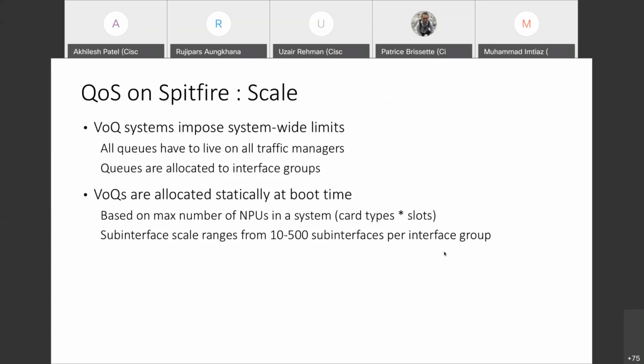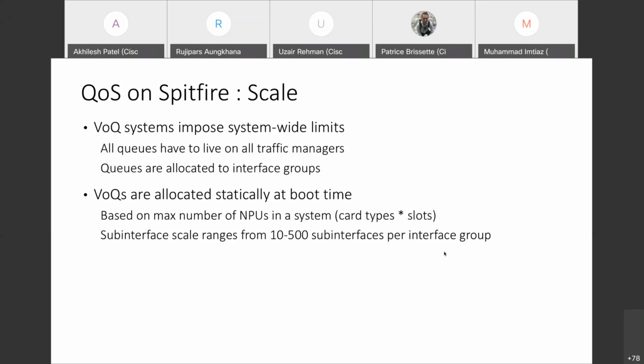Okay, for the scale part, we have this VOQ architecture which imposes the scale limit system-wide. The reason is, and we'll talk in great detail about the whole architecture, that all these VOQs have to live on all traffic managers. It means that for an egress interface, 8 VOQs or 4 VOQs, depending upon our configuration, but by default 8 VOQs have to live on all ingress slices.